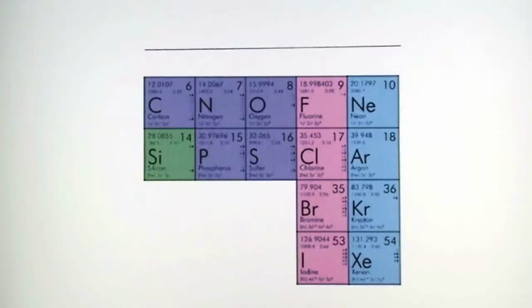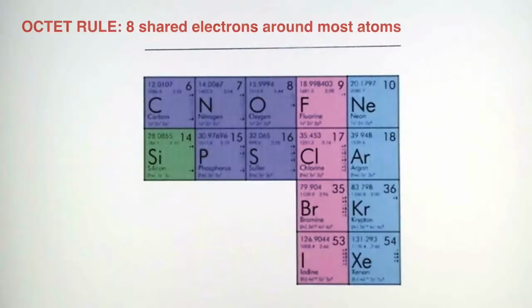Let's briefly review the Octet Rule. Most elements like to have 8 electrons around them. This includes all of the electrons that are shared in bonds. There are many exceptions to this, of course, and a notable one is hydrogen, which only makes one bond and therefore has 2 electrons around itself.